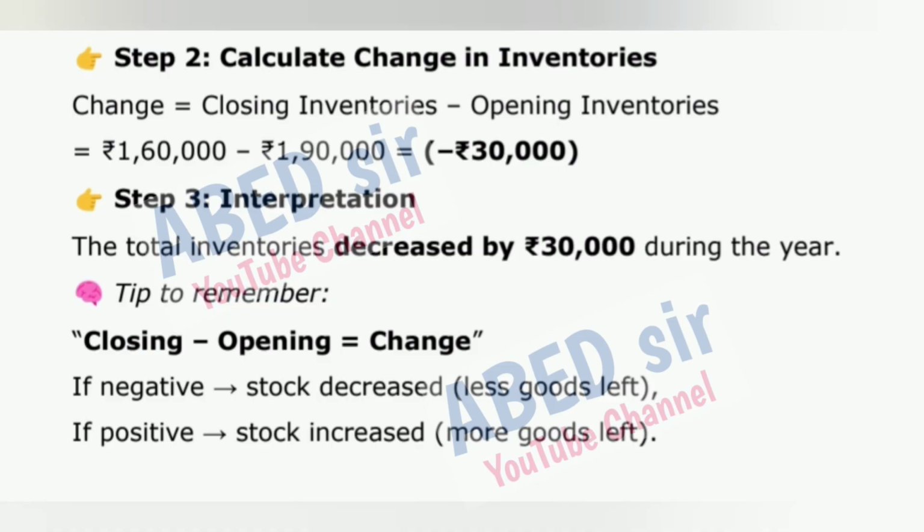Step 2. Calculate change in inventories. Change is equal to closing inventories minus opening inventories, is equal to 1,60,000 rupees minus 1,90,000 rupees, is equal to minus 30,000. Step 3. Interpretation. The total inventories decreased by 30,000 rupees during the year.